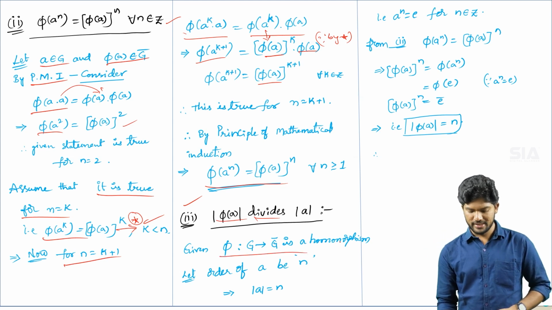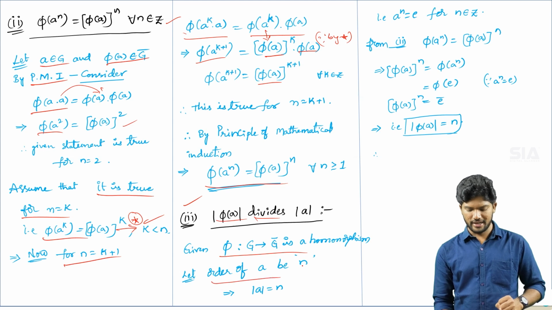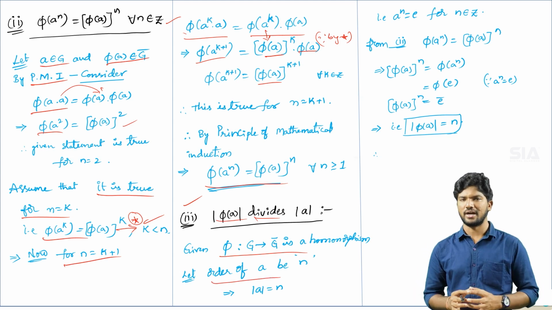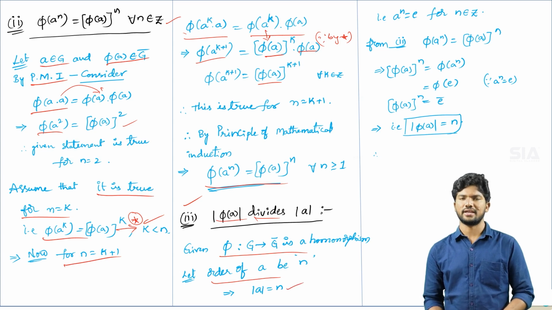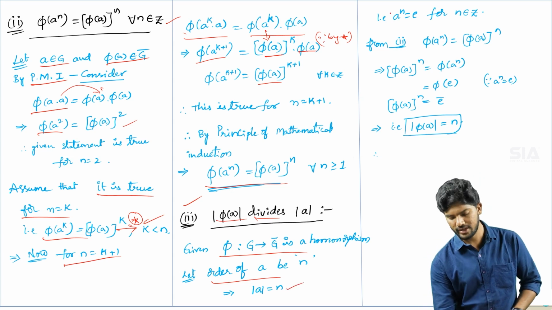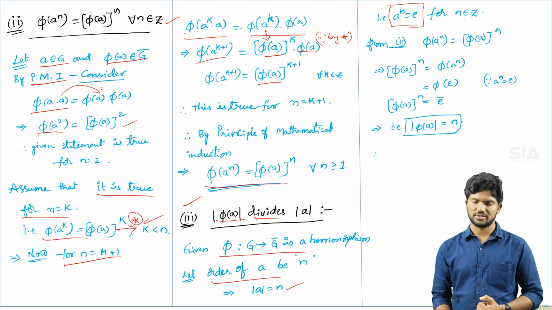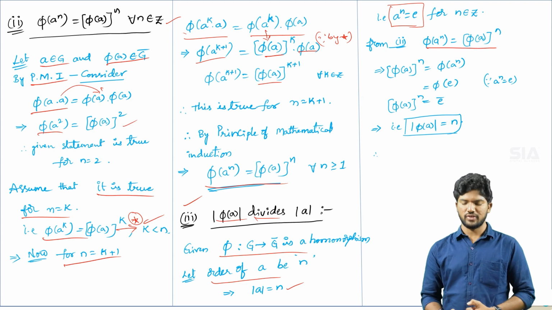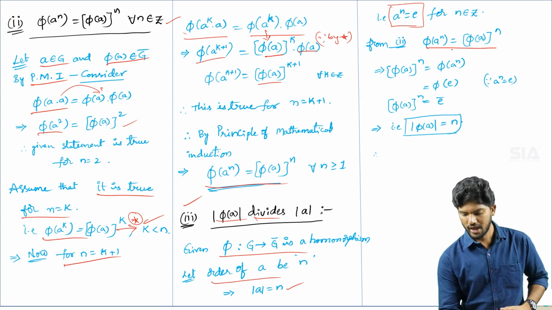Given pi mapping G to G bar is a homomorphism, first of all I am taking the order of element small a equal to small n. According to the statement you can write mod a is equal to n. According to the order of an element, a power n is equal to small e for n belongs to integers. From the second condition we have pi of a power n is equal to pi of a whole power n. Now I am writing it in reverse.